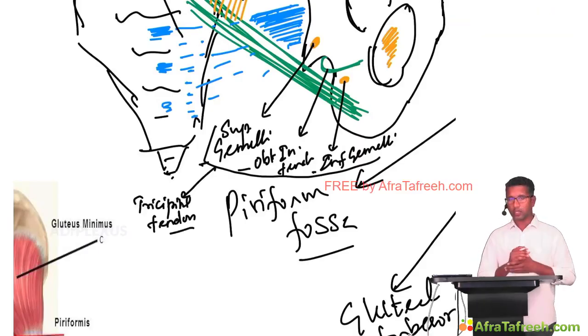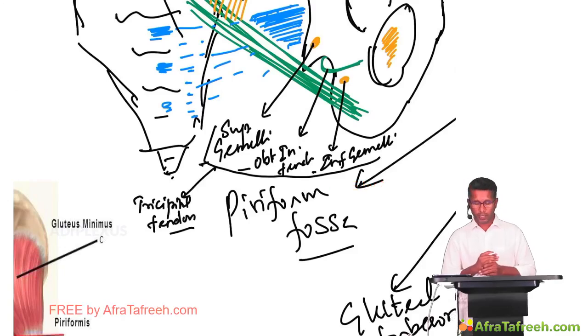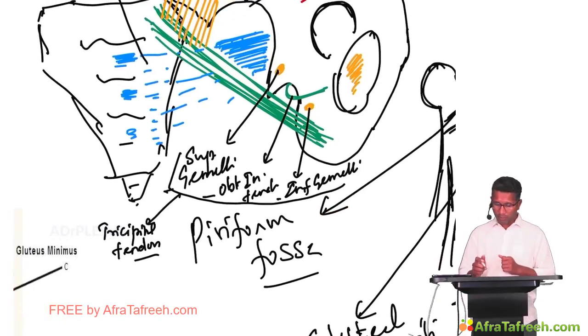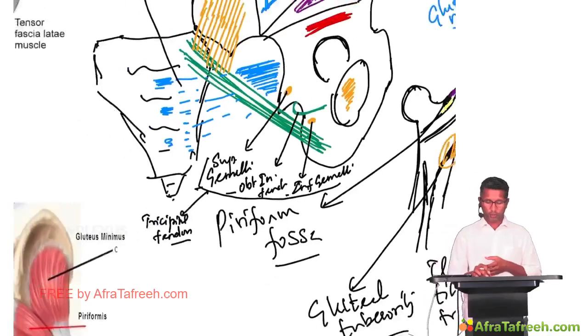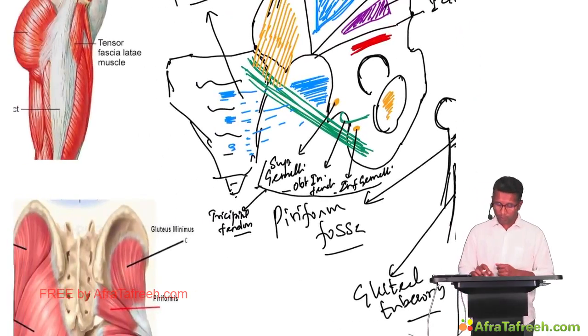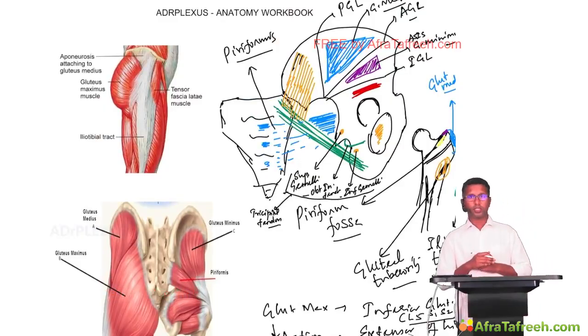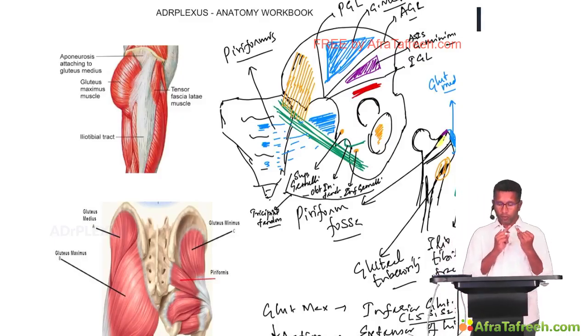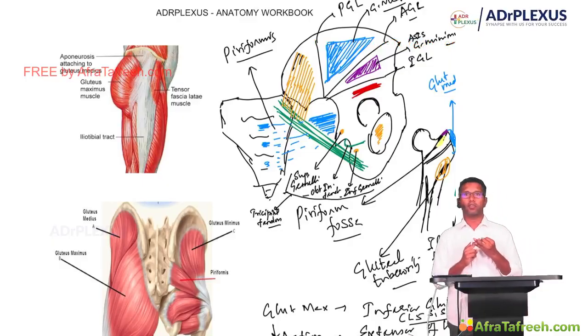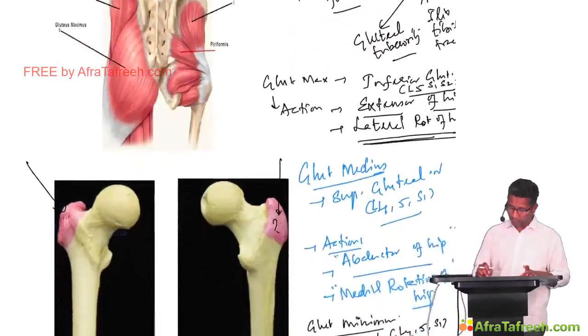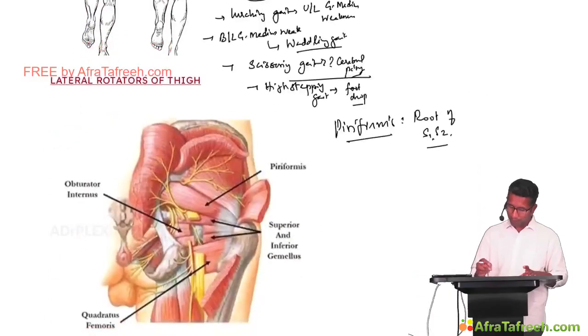They form a common tendon called the tricipital tendon, and they go and get attached to the medial side of the greater trochanter in this area. So this is the tricipital tendon formed by the superior gemellus, the obturator internus, and the inferior gemellus. We'll write those muscles here.